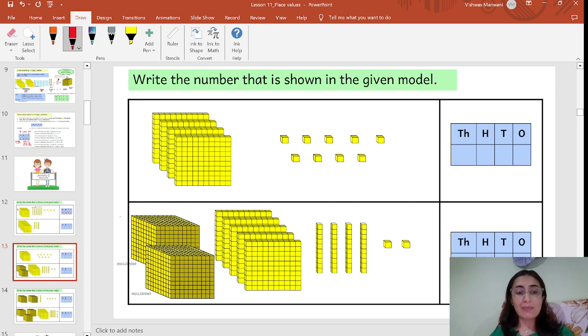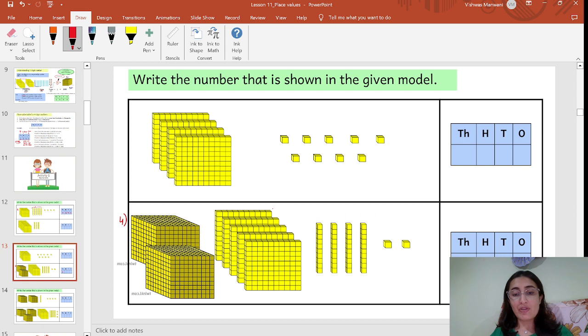Let's take the example 4. Okay, now here you can see an additional design. That design is of the cube. So which means in this number we have the thousands digit as well. So as you can see, there are two cubes in front of me, which means my thousands digit, which is represented by the cube, is 2.